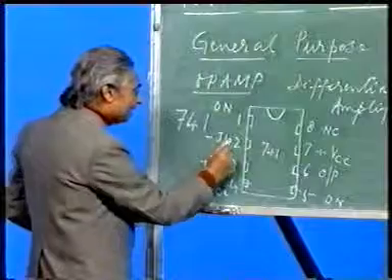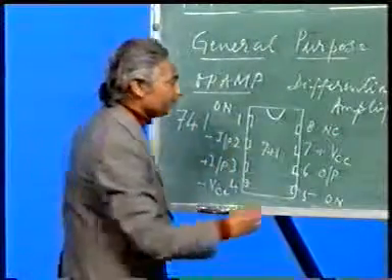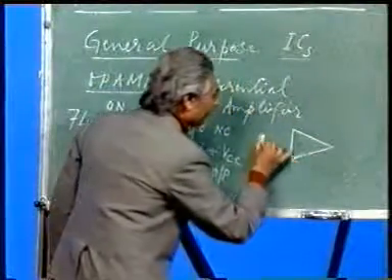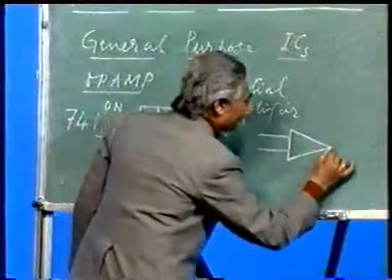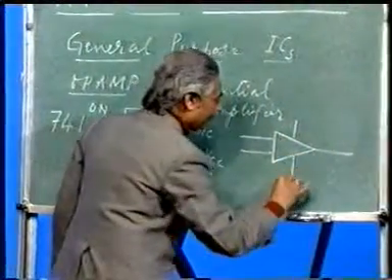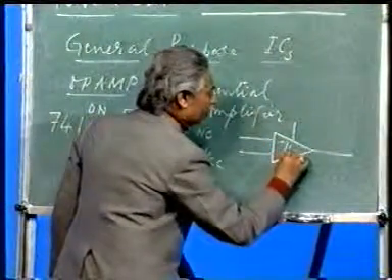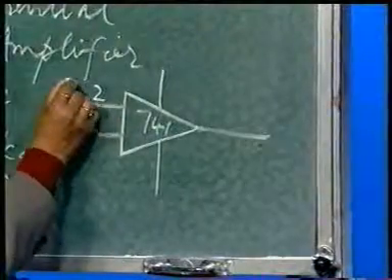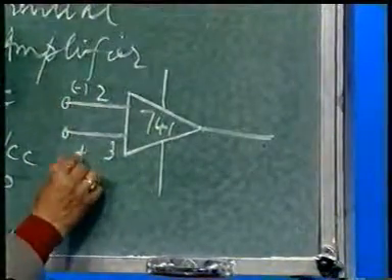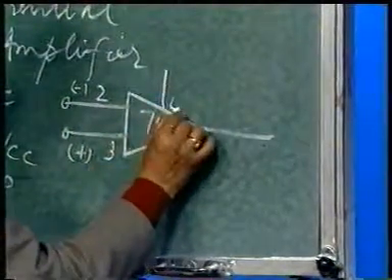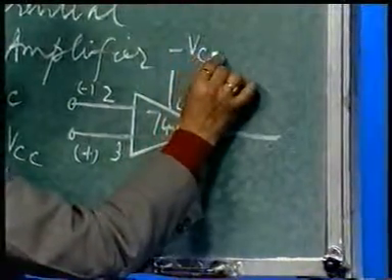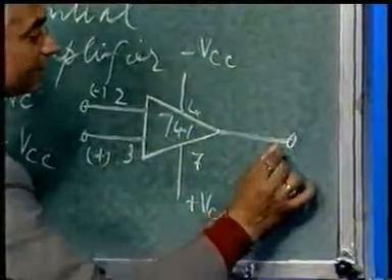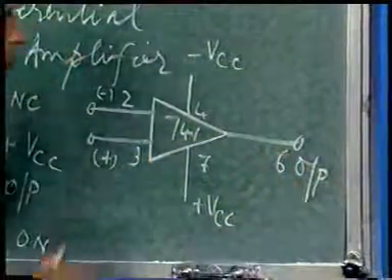Then the negative input and positive input, I will explain it here. If symbolically shown, it will be shown like this. This is 741. This is pin 2, so it is the minus input, this is 3, so it is the plus input, this is 4, so minus VCC, this is 7, so plus VCC, and this is 6, so output.